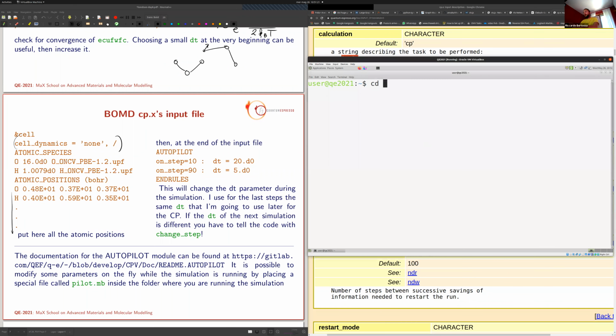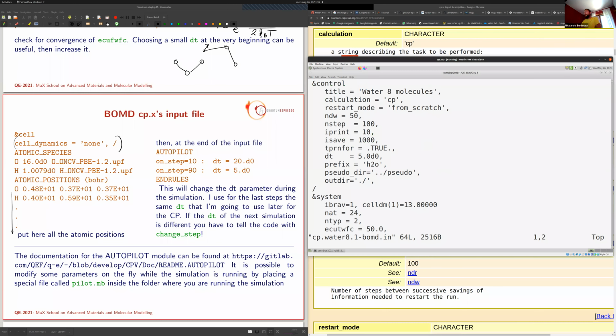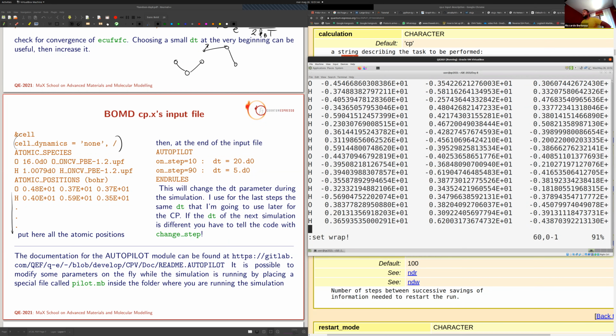Okay, let's go to the directory maybe. Today is day 8. This is the first input file. At the end of the file, here you have all the atomic positions.